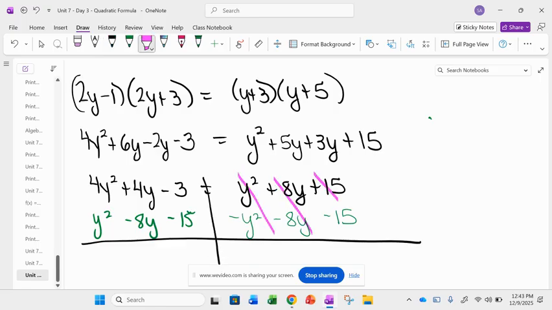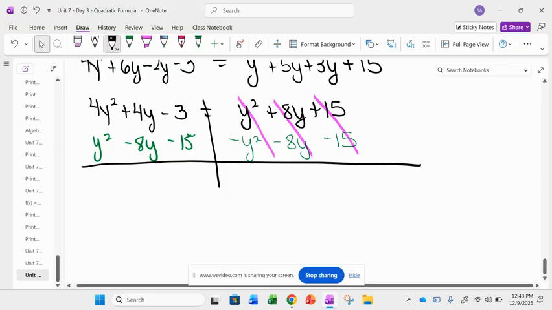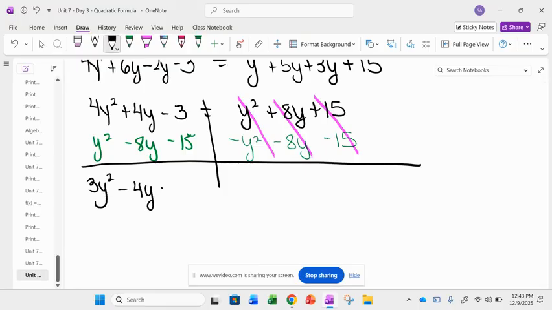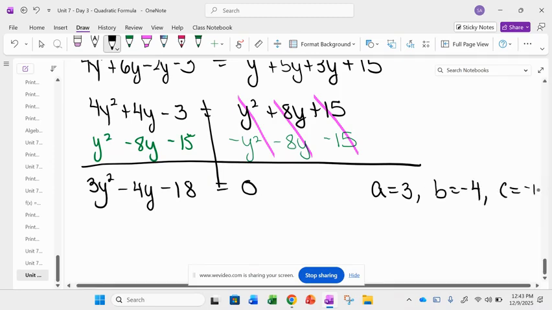So the right side all cancels to 0. The left side, we get 3y squared minus 4y minus 18 is equal to 0. Can I now use the quadratic formula? Absolutely. My a is 3, our b is negative 4, and our c is negative 18.